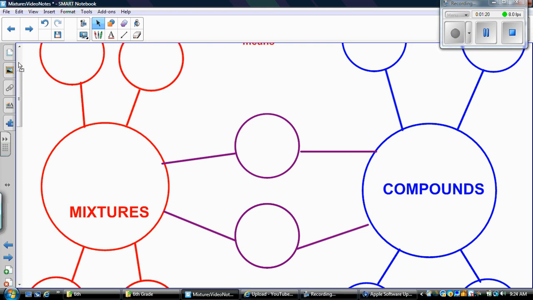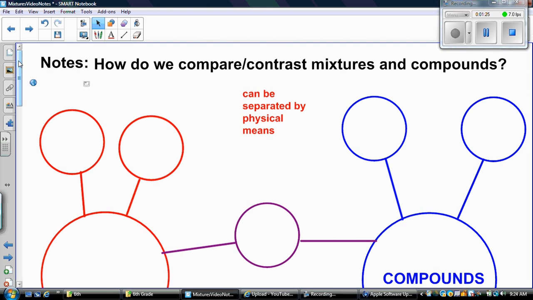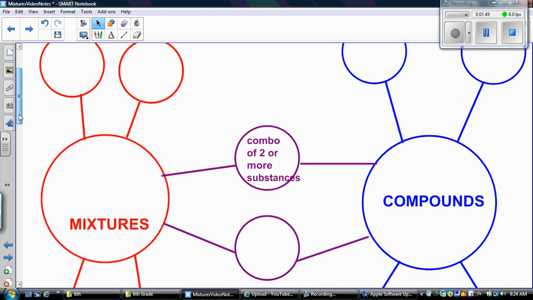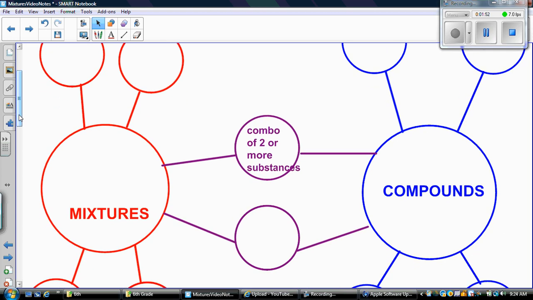Okay, so we're just going to go over and review how mixtures and compounds are alike and how they're different. So let's first talk about how they are alike. Remember, both mixtures and compounds are a combination of 2 or more substances. How those substances are combined is what makes them different. Compounds are made up of 2 or more elements that are chemically combined. Mixtures are made up of 2 or more substances which are not chemically combined.